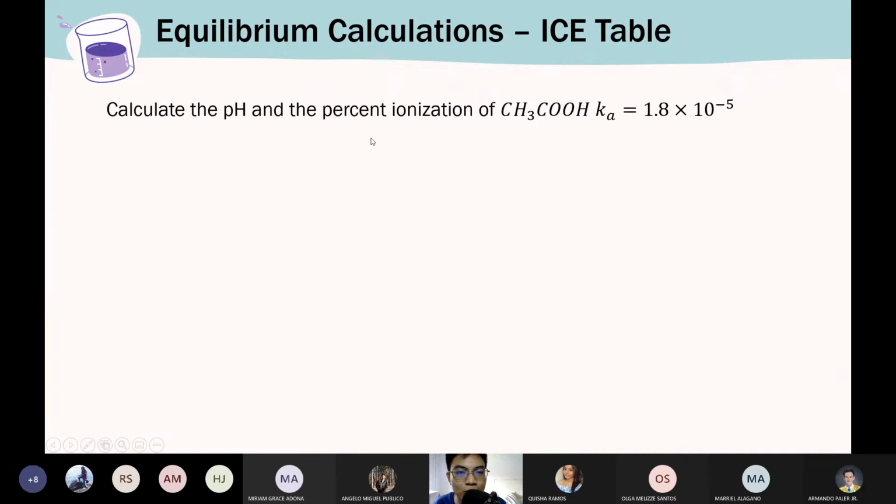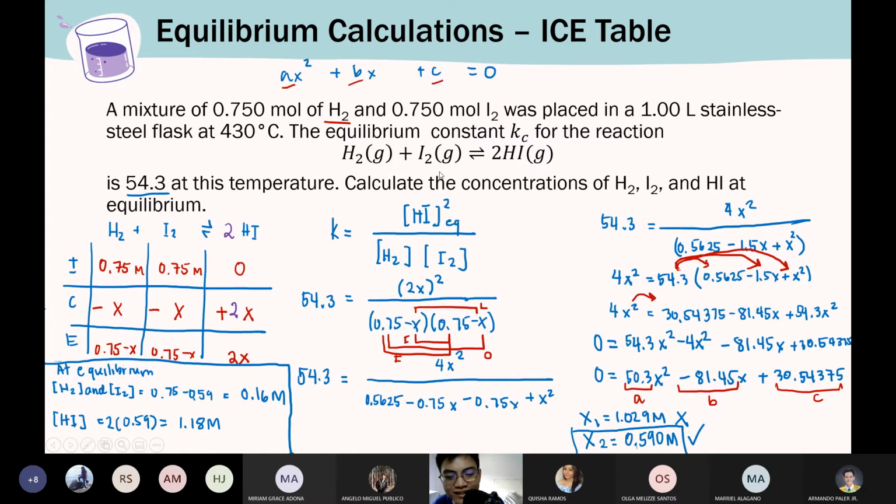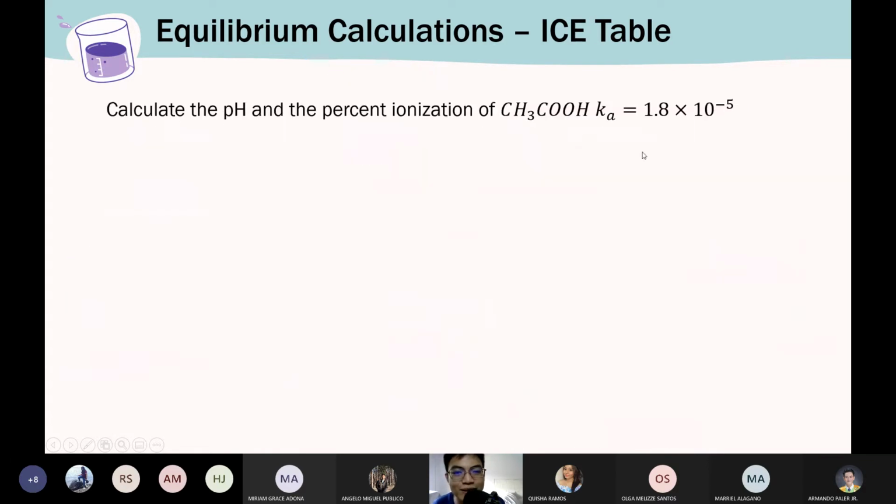Itong isang to, sa laboratory to, nakalimutan ko lang burahin. Sa laboratory na yan, chapter 4 lab. Okay? Gravimetry pa rin yung chapter 3. Yan. So ito, chapter 4 lab. Nakalimutan ko siyang i-delete. Okay? Hindi yan kasama.